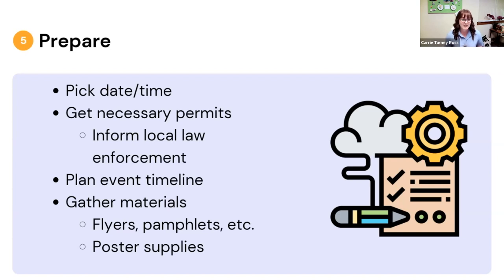Plan the event timeline. So what all do you want to happen at this protest? If it's just a bunch of people gathered around, it's not as likely to be effective. But you might want to have a speaker, a community leader. Maybe you want to bring a band in. I don't know. But plan out the timeline of events and make sure that people know about it.